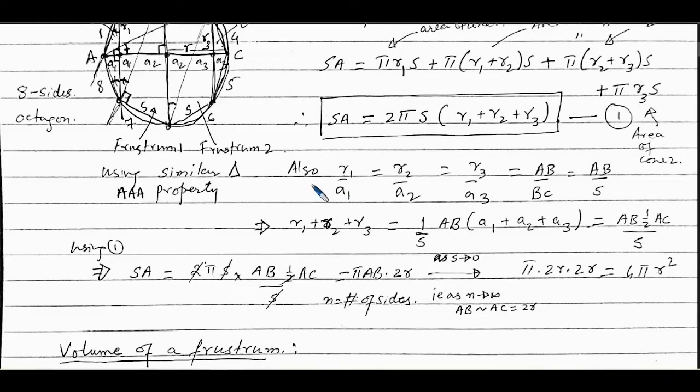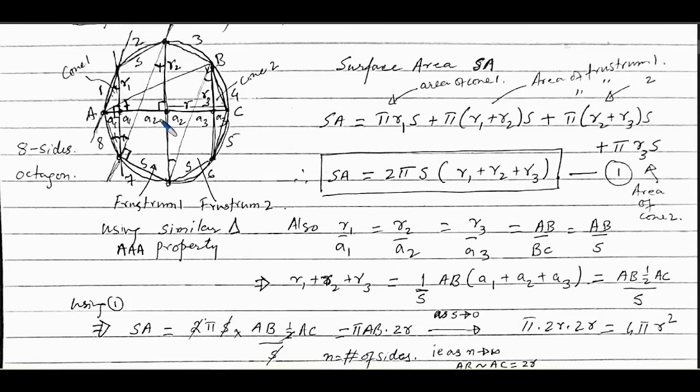So we can find R1, R2 and R3 for this equation. R1 is AB divided by S times A1. R2 is AB divided by S times A2, and R3 is AB divided by S times A3. Okay, so here I have written R1 plus R2 plus R3, so AB divided by S times A1 plus A2 plus A3.